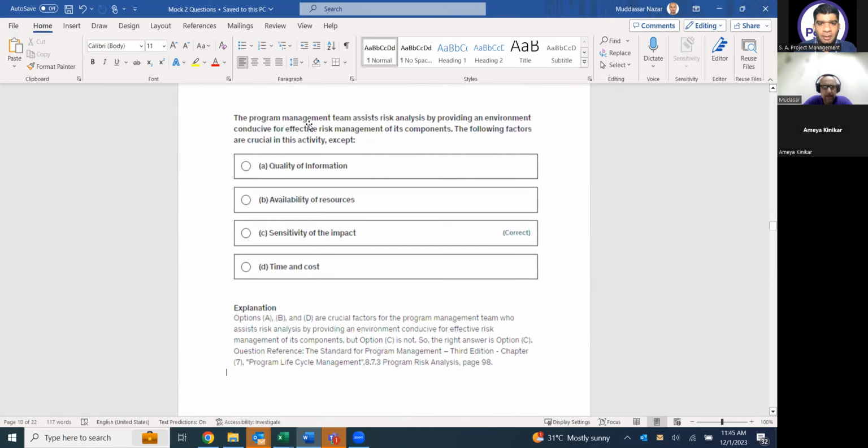The next question is, the program management team assesses risk analysis by providing an environment conducive to effective risk management of its components. The following factors are crucial in this activity except: quality of information, availability of resources, sensitivity of the impact, time, and cost. Quality of information is crucial, availability of resources, time, and cost. In my opinion, sensitivity of the impact is also important because how impactful this risk can be, what can be the probability into impact.